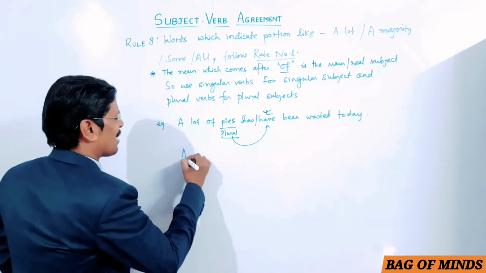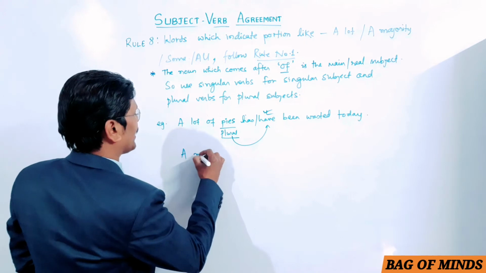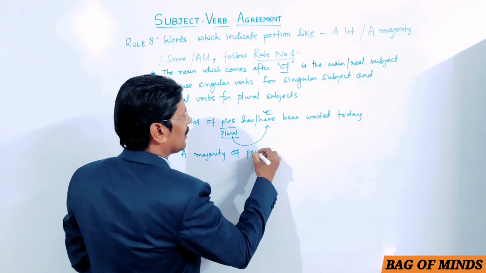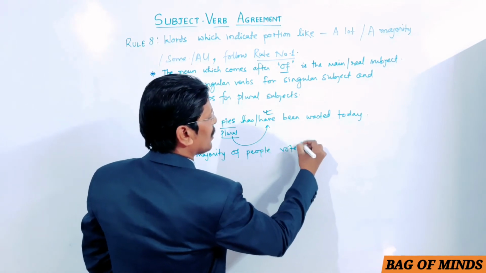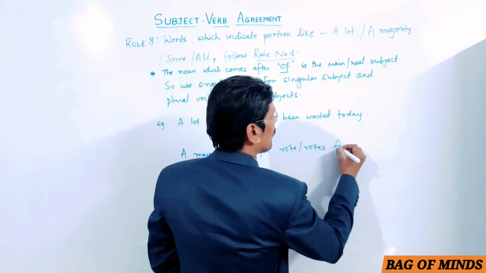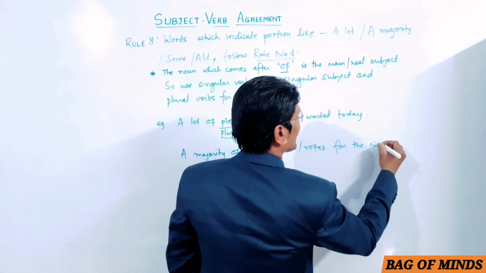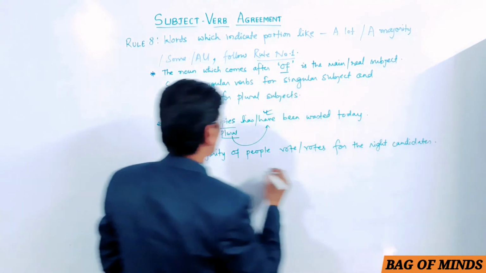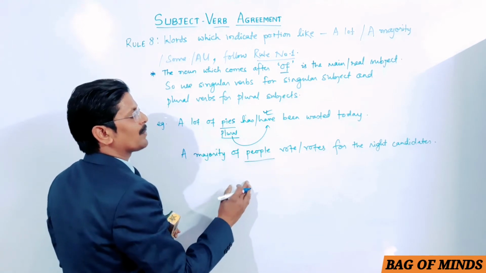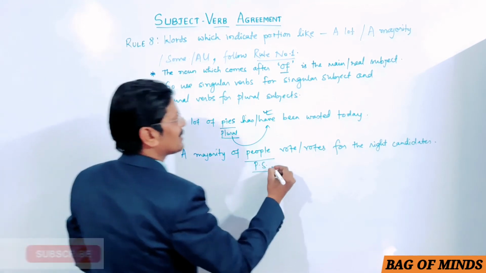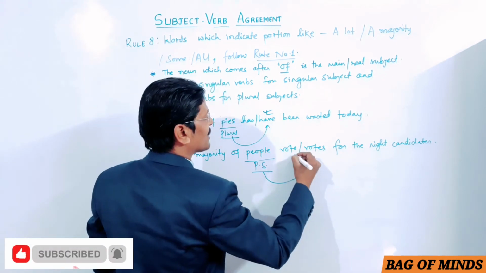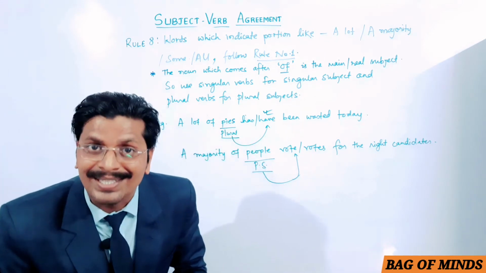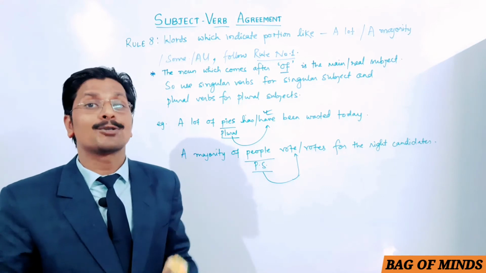Okay. Next, another example. A majority of people vote or votes for the right candidate. So again, after "of," what kind of noun have I used? It is my plural subject, therefore it will follow plural verb, and the plural verb means without s or es. So a majority of people vote for the right candidates. I am sure this thing has been clear to all my viewers.